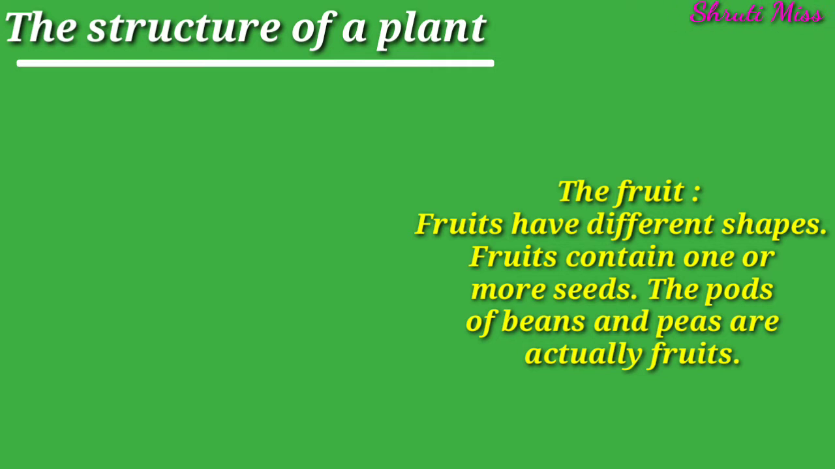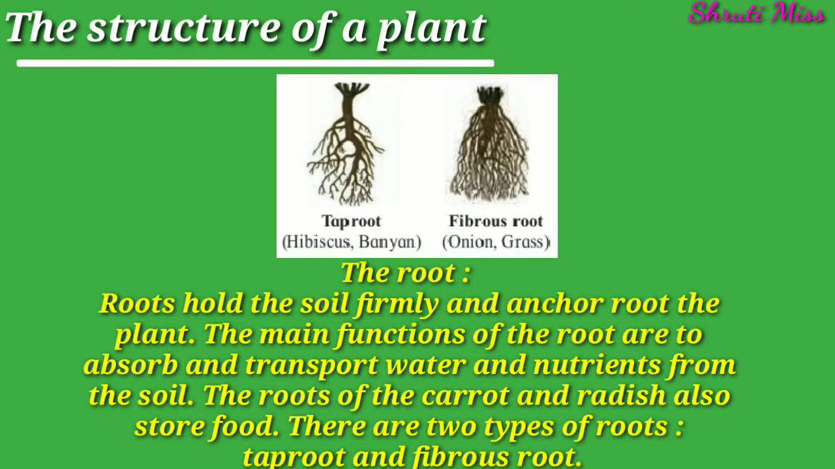Now the next one is the root. Roots hold the soil firmly and anchor the plant. The main functions of the root are to absorb and transport water and nutrients from the soil. The roots of carrot and radish also store food. There are two types of root. The first one is taproot. Examples of taproots are hibiscus and banyan. While for fibrous roots, examples are onion and grass.